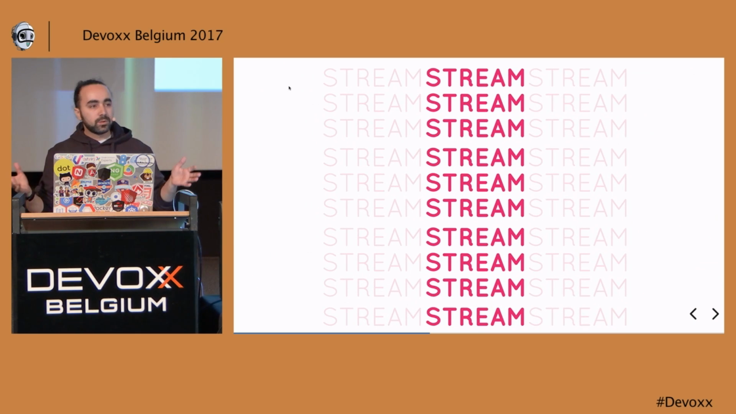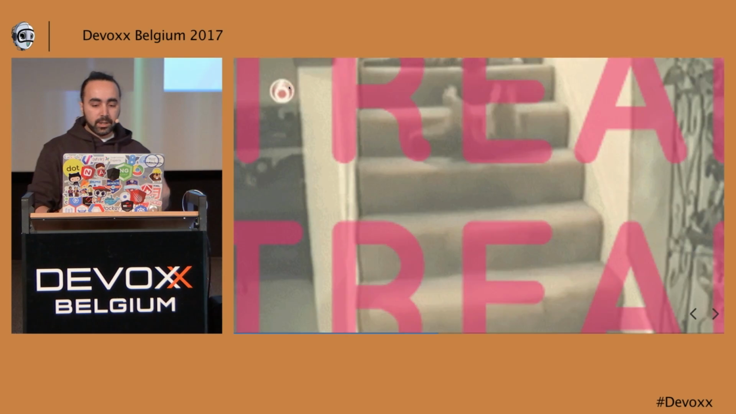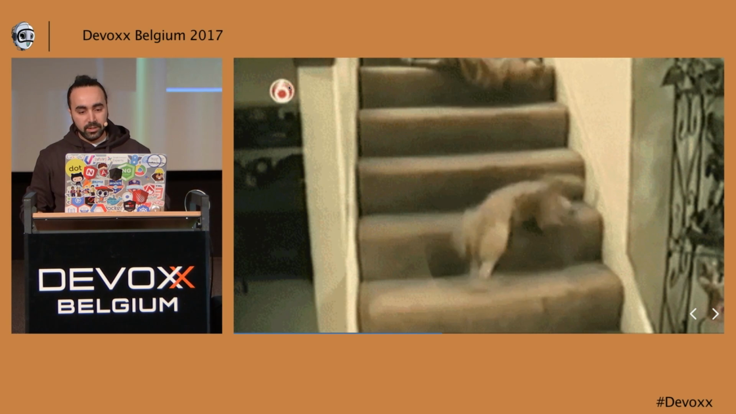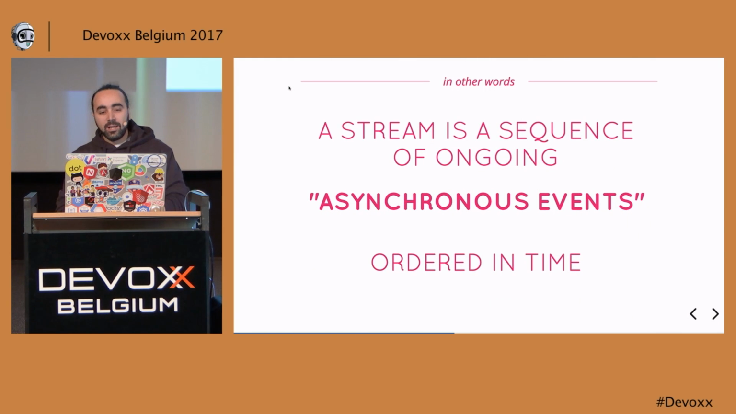So we all know about streams, and I like to see streams like this, like a stream of cat. I can watch this the whole day. No, we don't have time. So in other words, a stream is basically a sequence of ongoing asynchronous events, which is, more importantly, ordered in time.